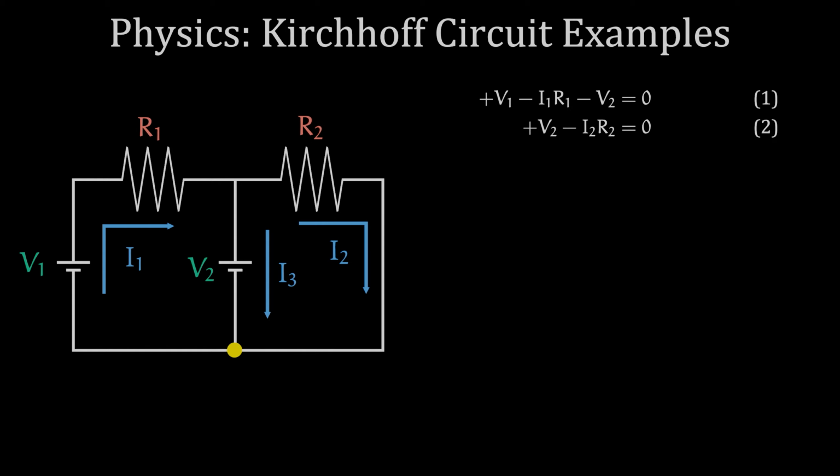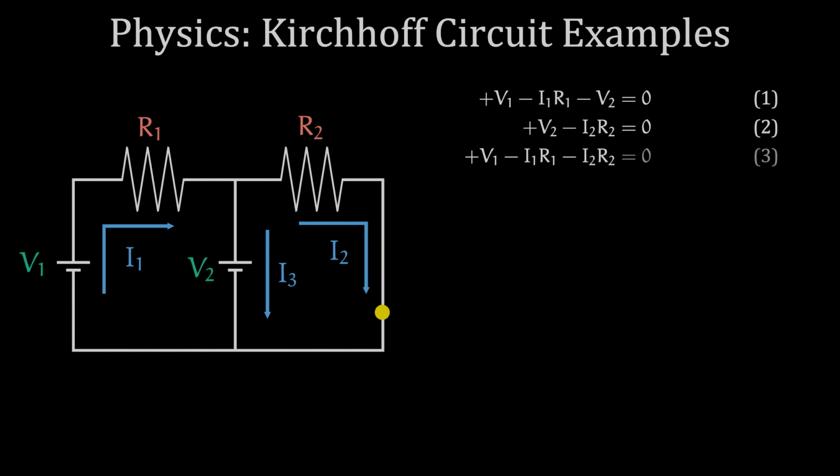We can get a third equation by looping around the outside, starting at the bottom left again. Crossing the first battery, we gain potential V1. Going with the current across the first resistor, we lose potential I1 R1. Going with the current I2 across the second resistor, we lose potential I2 R2.